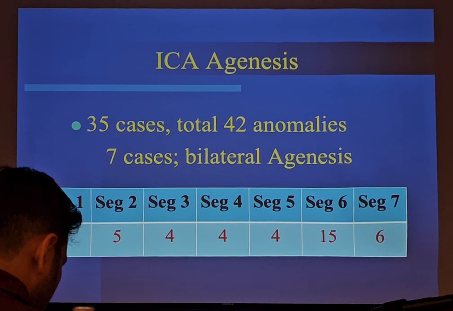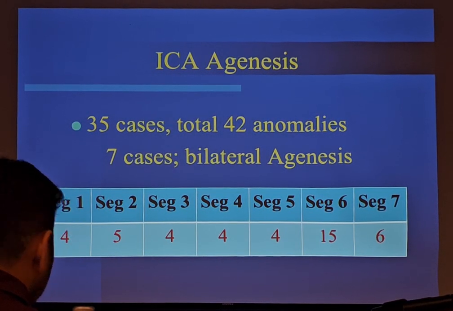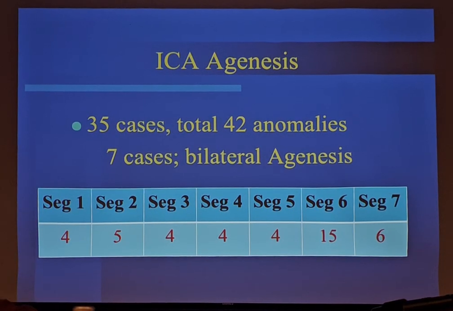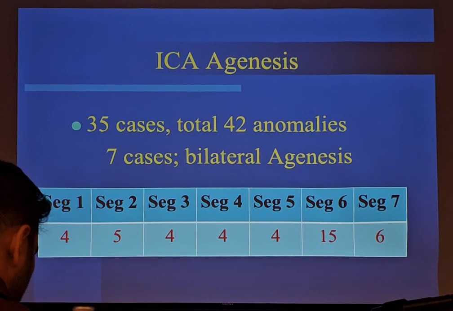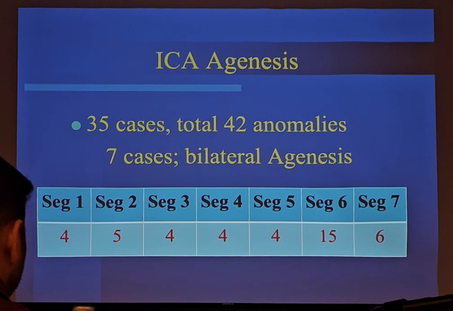Okay? So far, to prepare this talk, I looked at agenesis of the internal carotid artery. I had 35 cases in my collection, and there was a bilateral case with segment 7, so total 42. Most of it, interestingly, is segment 6 agenesis. I don't know why, but that's among my collected cases of agenesis.